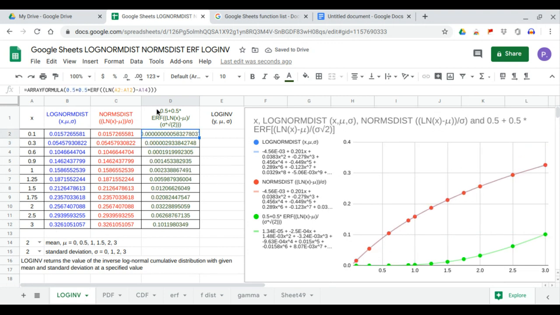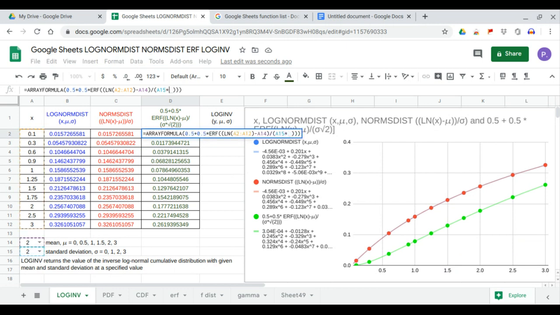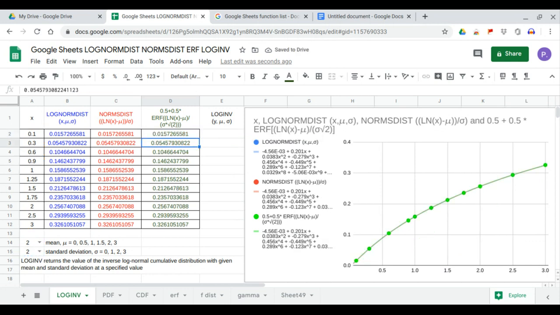Now that we have subtracted the mean, then we divide by the standard deviation, and we factor in the square root of 2, times square root of 2. Now they are in the same line and their values are exactly the same. This value exactly matches this dataset.